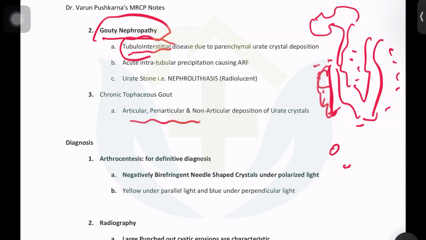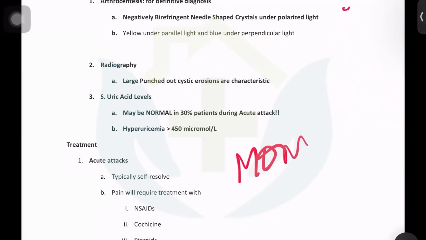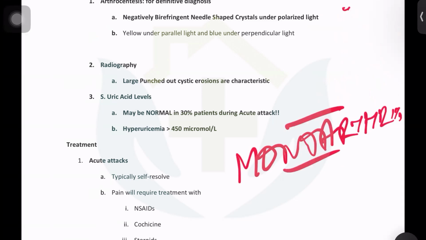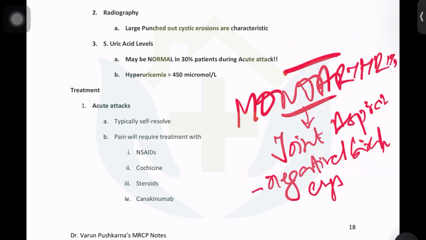Now, because I told you it is basically a condition of monoarthritis, for example, a patient comes to you with a complaint of monoarthritis. What is the best step that you do? Aspiration. Yes, so you do a joint aspiration. Now, let us see the permutations. If the joint aspiration shows negatively birefringent, needle shaped crystals, what is it?